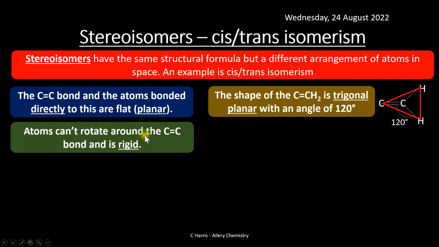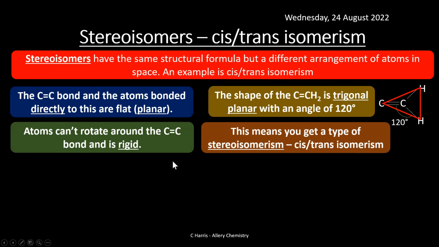Now, atoms can't rotate around this C=C double bond. Normally these will spin around. It's a bit like having a pencil with things attached to either end. You can spin that round and they will spin around as well. But if you had two pencils strapped together, it's really difficult for them to twist around the carbon. So it's rigid. Because of this rigidity on the double bond, you can get a type of stereoisomer, which is cis-trans isomerism.